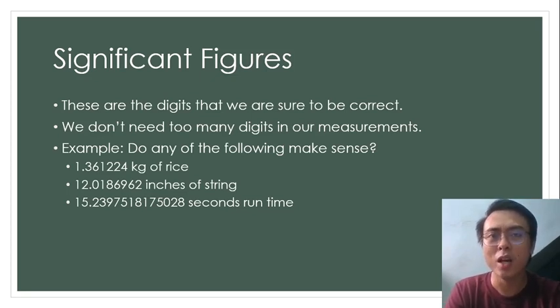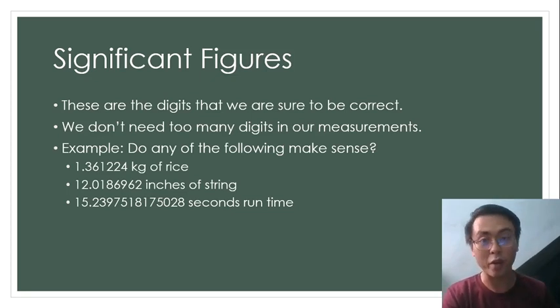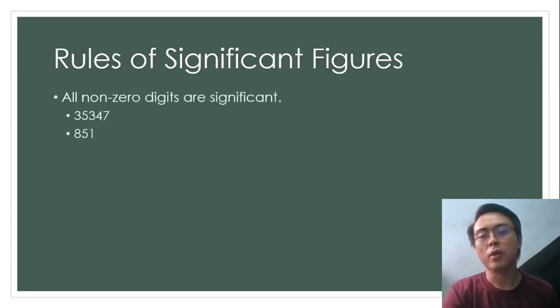So the question is, how do you determine if two decimal places is enough, or how do you determine if this amount of significant figures is already enough to convey your final answer? We have some rules. I hope that you already know these rules. The rules for significant figures are as follows.